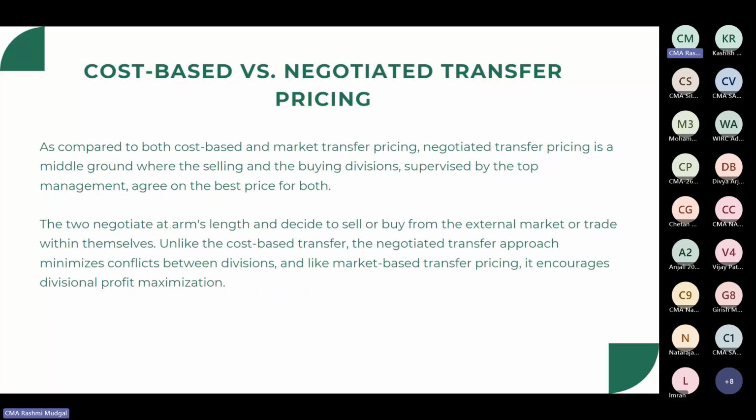What is cost-based versus negotiated transfer pricing? As compared to both cost-based and market-based transfer pricing, negotiated transfer pricing is a middle ground where the selling and the buying division, supervised by top management, agree on the best price for both. We actually want a win-win situation: I want a lower price than the market, and I don't want to produce it by myself, I want it from you only. I don't want to go anywhere else. So make a price that is lower than the market price and higher than the cost of production. It will be a win-win situation for both divisions.